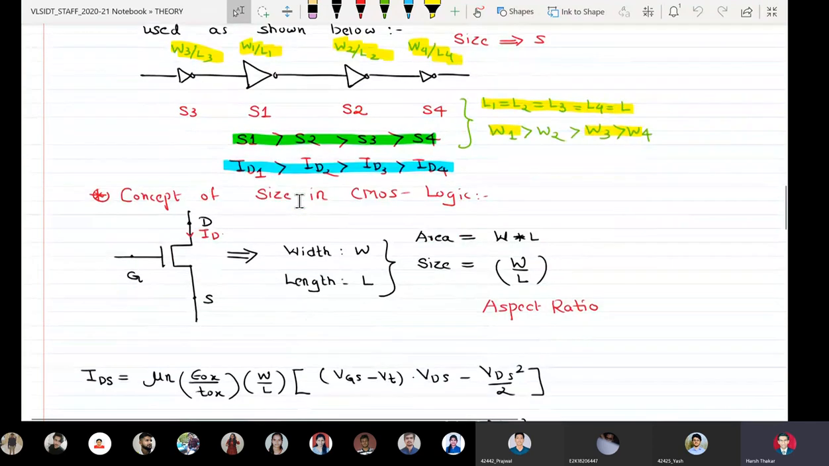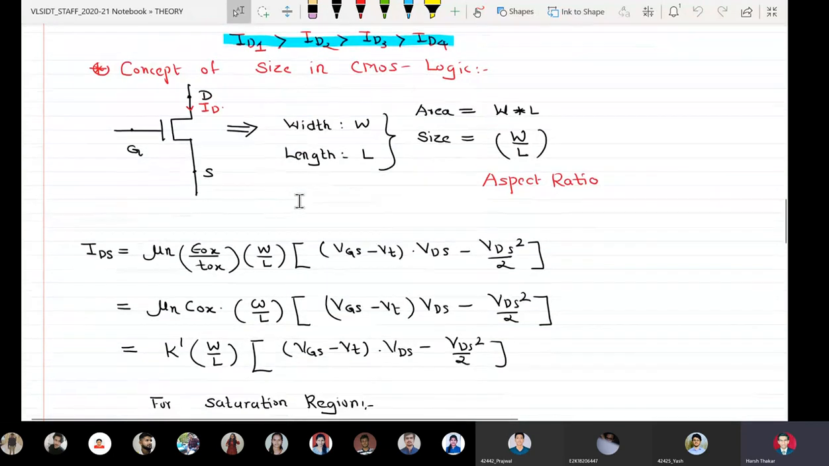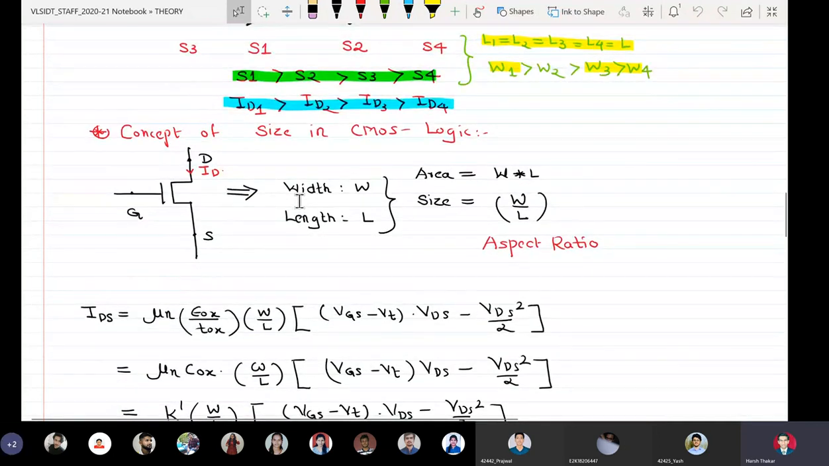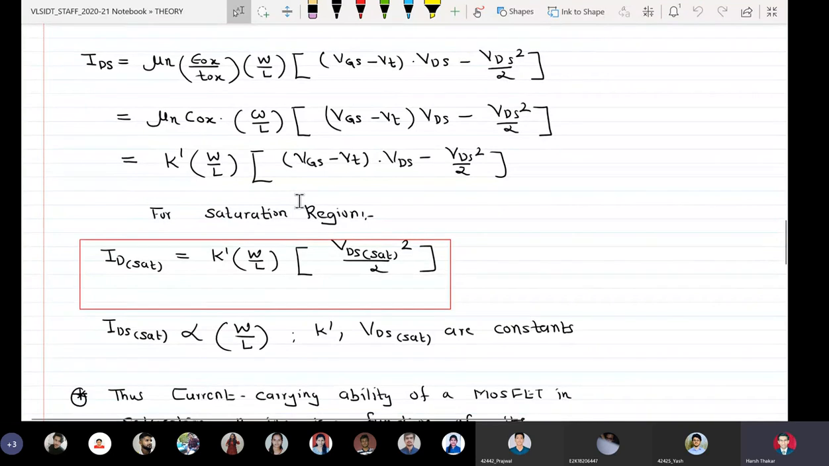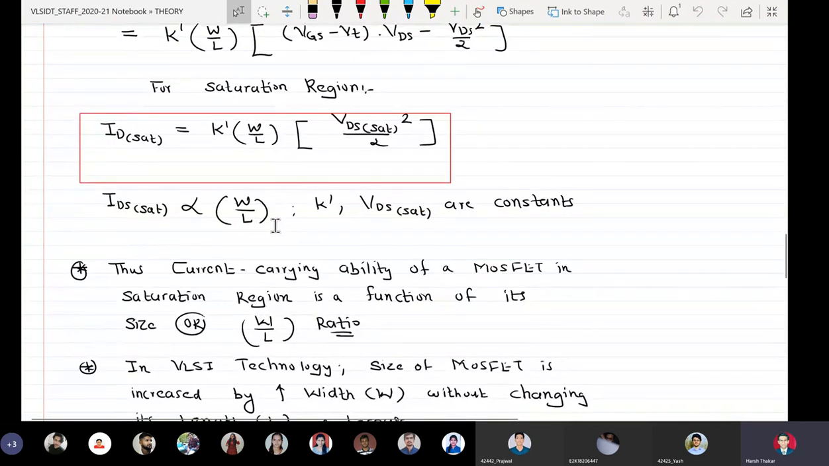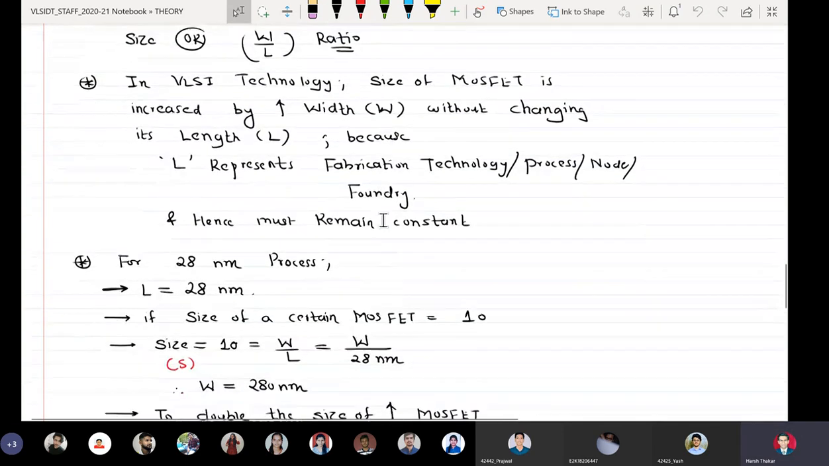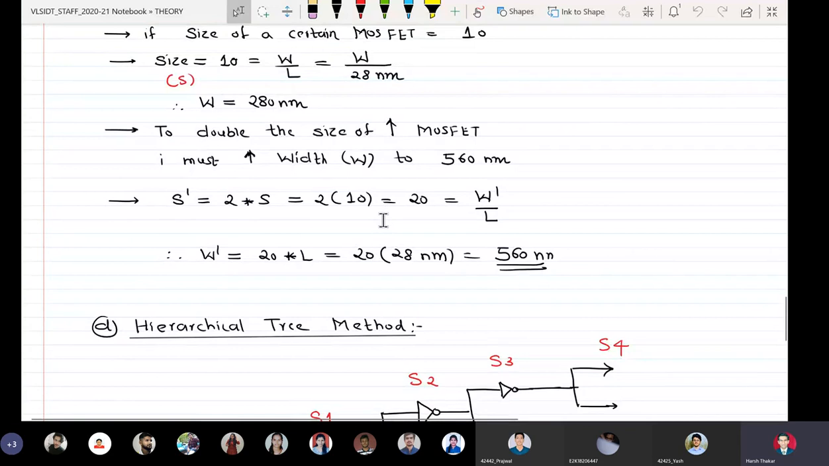And then we also justified mathematically how the current carrying ability of a MOSFET is proportional to the size, that is the W by L ratio, using this particular equation. We saw that in the saturation region, the drain current is proportional to W by L, where K dash and VDS sat are constants. So we concluded that the current carrying ability of a MOSFET in saturation region is a function of its size or W by L ratio. And we gave some examples also.